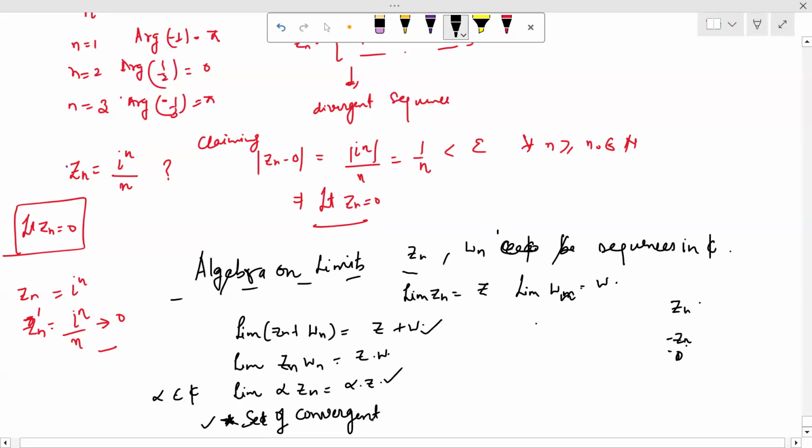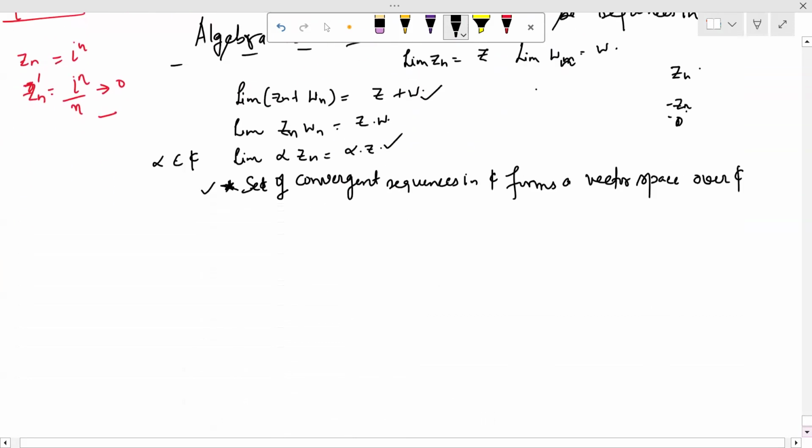If you use all these properties and the definition for vector spaces, you'll get one of the important results, that the set of all convergent sequences in C forms a vector space over C. I hope this is clear.